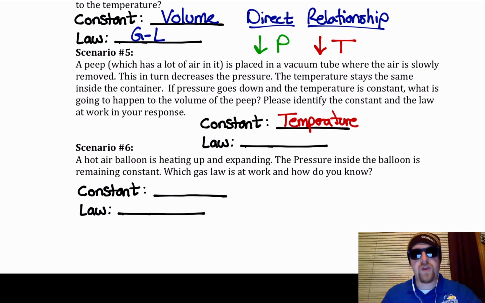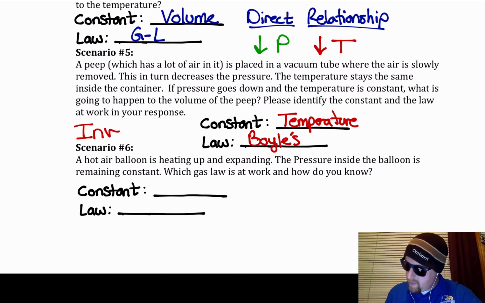All right, Boyle's law deals with constant temperature. Now, the interesting thing about Boyle's law is it's an inverse law, which means as one thing changes, the other thing does the opposite. So a PEEP is placed in a vacuum tube where the air is slowly removed. This in turn decreases pressure.